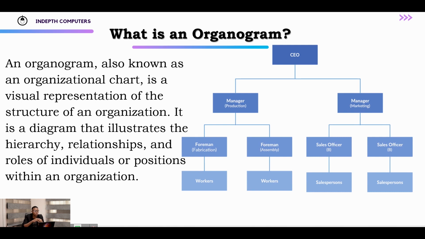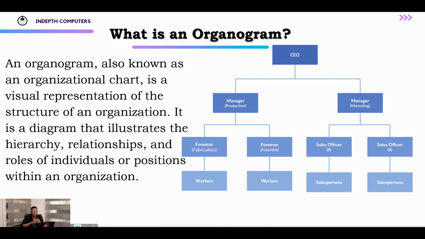An organogram, also known as an organization chart, is a visual representation of the structure of an organization. So this is a visual representation of the structure of this particular organization. It is a diagram that illustrates the hierarchy, relationships, and roles of individual or positions within an organization. So this is an example of an organogram for a company. This is just like a visual representation of how the organization structure is. So we are going to be learning how to use Microsoft Word to create quantitative exercise and also how to create this organogram that we have right here.